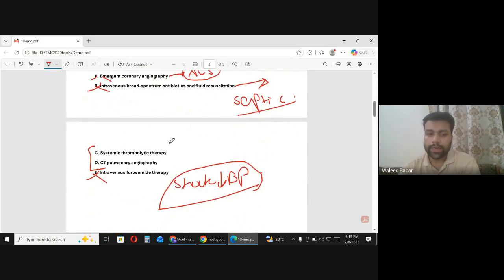So now we have to select the best next step in the management. If you are thinking that D is the right option, you are totally wrong, because currently the patient is in shock and we do not have time to confirm the diagnosis. So we will treat this patient on the basis of the results of echocardiography. We will perform systemic thrombolytic therapy because obstructive shock occurred due to massive pulmonary embolism. And if we delay the treatment, the patient will die.